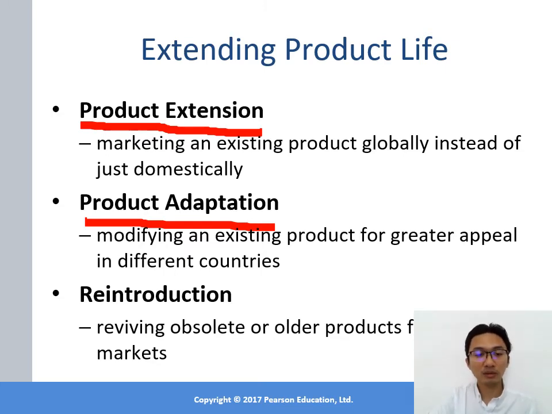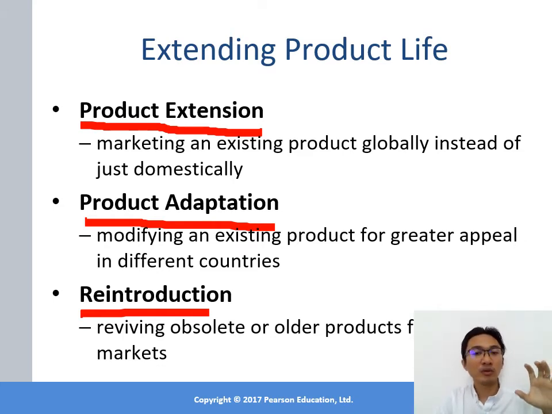The last one is reintroduction. Reintroduction means reviving. What we do is that we revive for new markets products that have become obsolete in older ones. For example, Boeing sells their older models of aircraft to third world countries. So this is reintroduction.